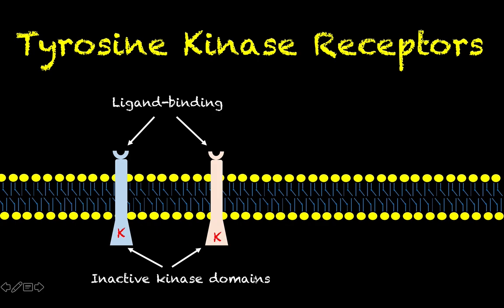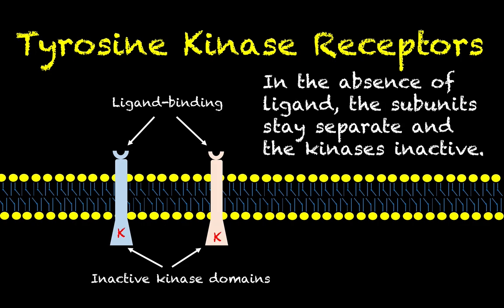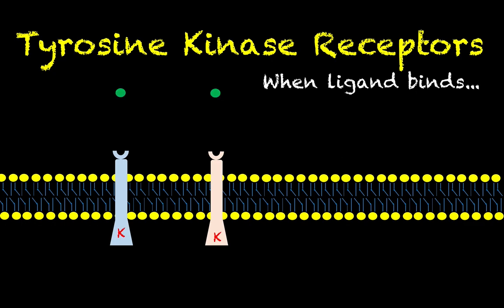You'll recall that a kinase is an enzyme that transfers a phosphate to a protein, but for right now, these kinase domains are inactive, and they will be inactive as long as there is no ligand. So in the absence of ligand, these two subunits stay separate from one another, and those kinase domains remain inactive. But let's take a look at what happens when the ligand becomes available.